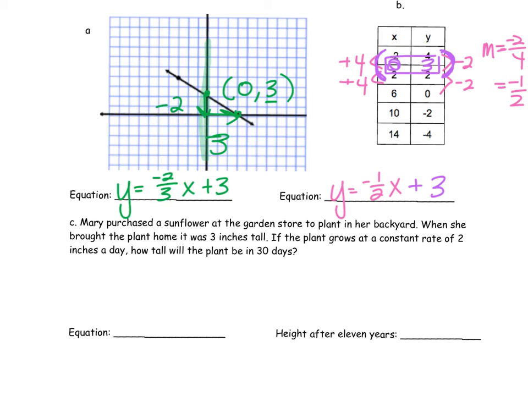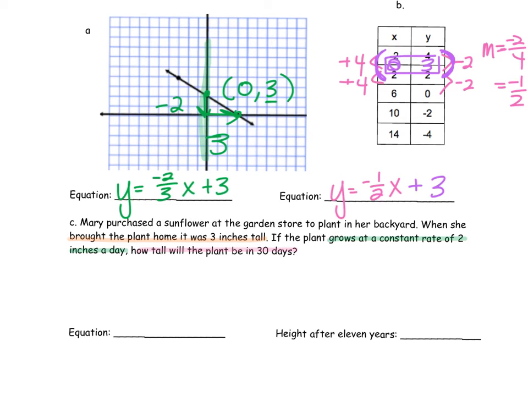And last but not least, we have a word problem. Mary purchased a sunflower at the garden store to plant in her backyard. When she brought the plant home, it was 3 inches tall. The plant grew at a constant rate of 2 inches a day. How tall will the plant be in 30 days?